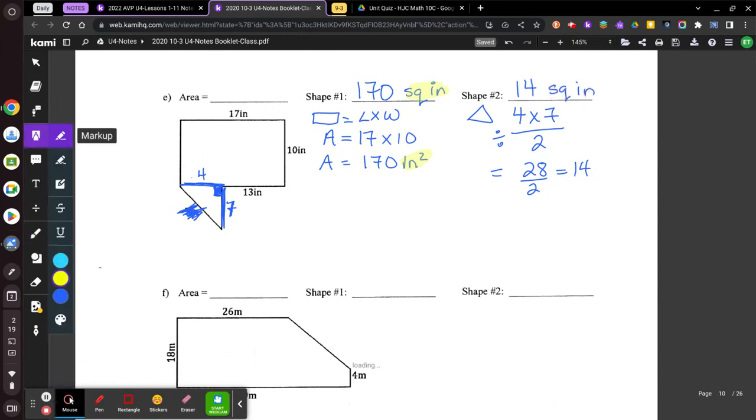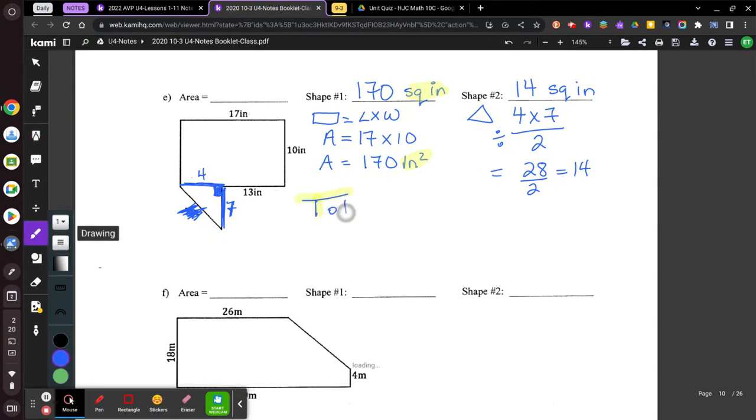So now I've got 170 square inches and 14 square inches. How do I find my total in this case? Am I going to subtract or add? What do you think? I'm going to take a guess and say add. You are correct. So we're going to take 170 plus 14. So our total is going to be 184 square inches.